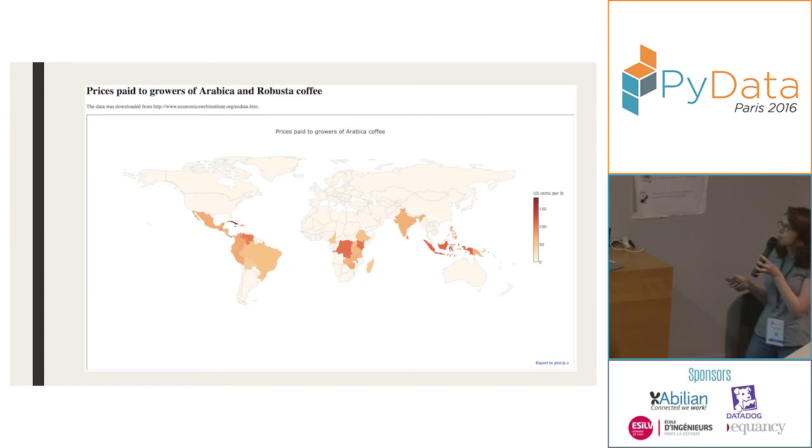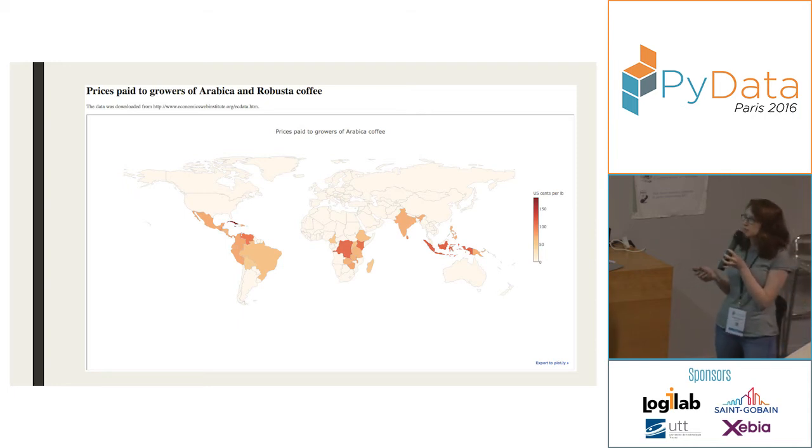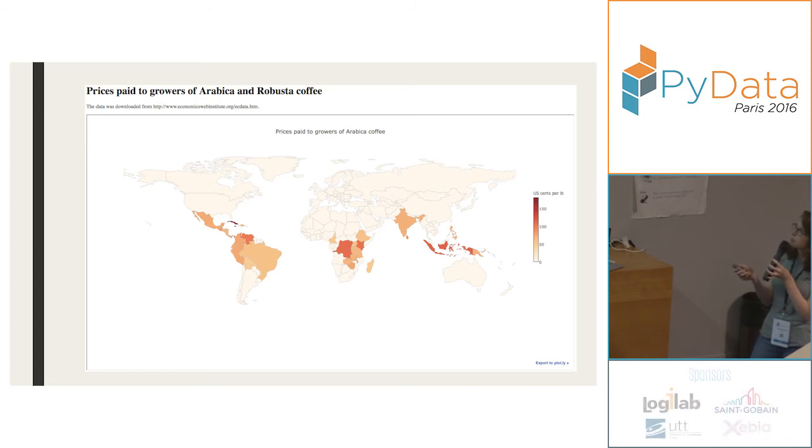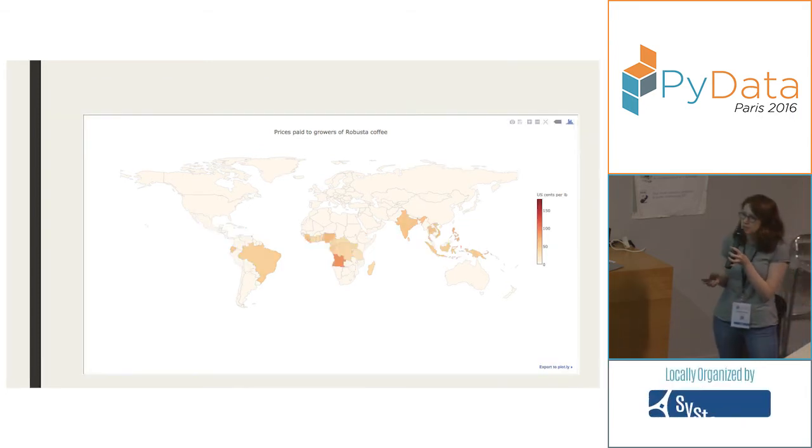So this is the first plot within the report. I could make the report look prettier using some CSS. But what's kind of interesting here is that if I look at the price paid to growers of Arabica coffee and the price paid to growers of Robusta coffee, you can see that they're slightly different. So if I just switch from one to the other, they're on the same scale, and you can notice that Robusta coffee growers actually get paid less.